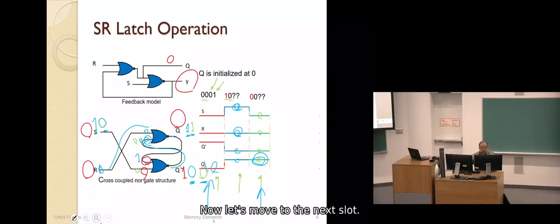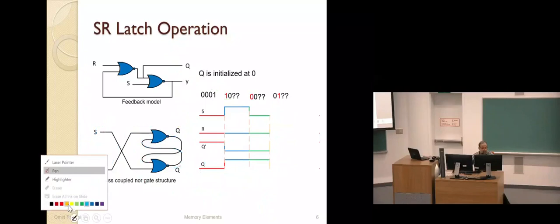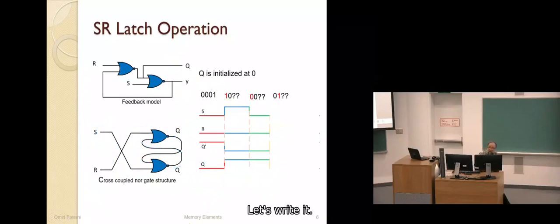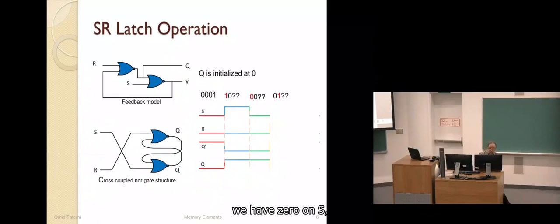Now let's move to the next slot. What is the color? Okay, the color is orange. So I will use orange. So now what do we have? Let's write it. With green, at the green state, we have 0 on S, we have 0 on R, we have 1 at Q, and we have 0 at Q prime.